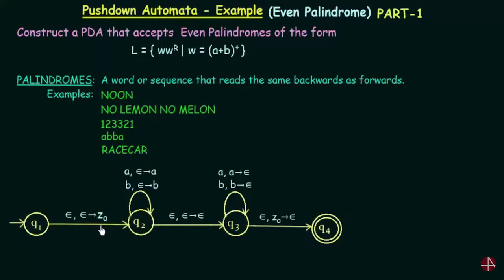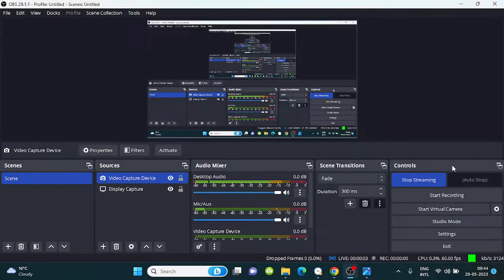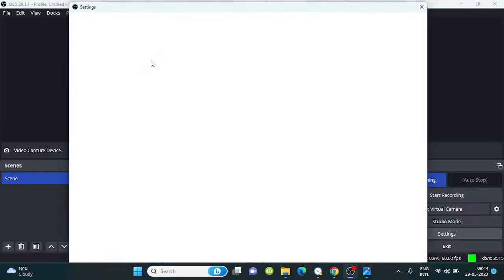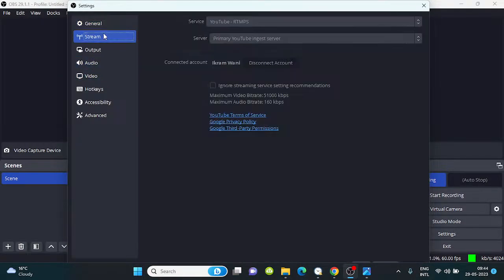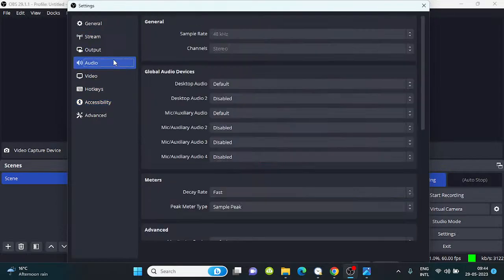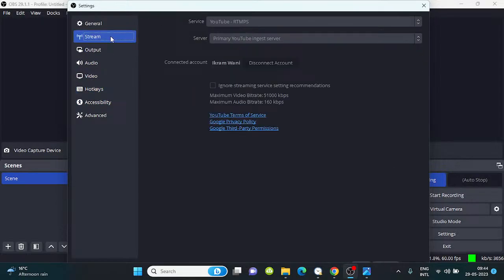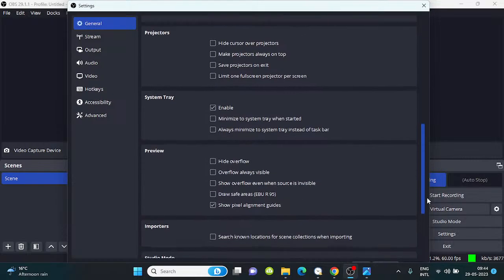stack in order to denote the first element of the stack. Then we come to state Q2. In Q2, we can either get input A or input B. Now if we get input A, what happens? We don't pop anything from the stack, but we push that A to the stack.